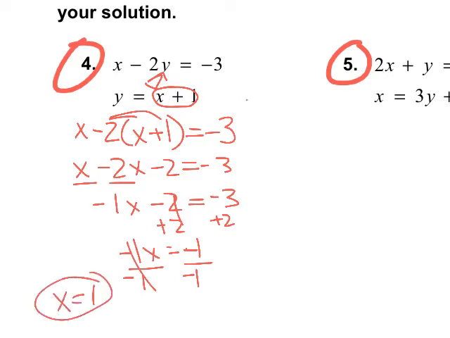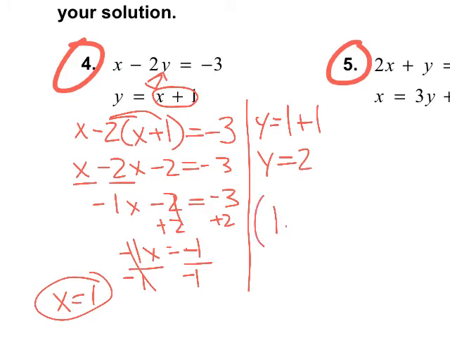Okay, so that's half of my answer. I need to substitute that back in. Since I'm trying to find y, I'm going to use the y equals equation. So y equals x, which is 1, plus 1 more. Y is 2. So my ordered pair answer is 1, 2. Okay, any questions on 4? All right, let's look at 5.